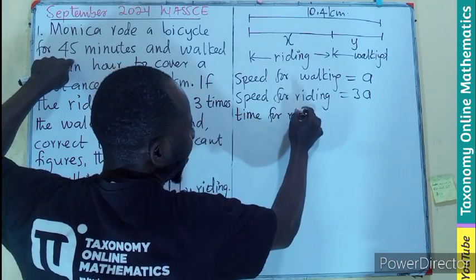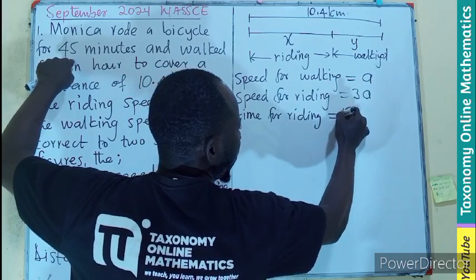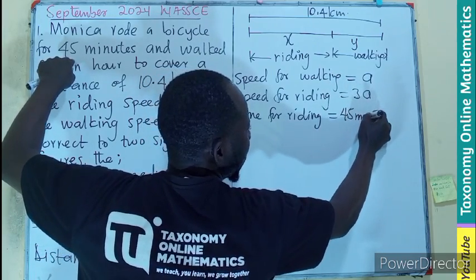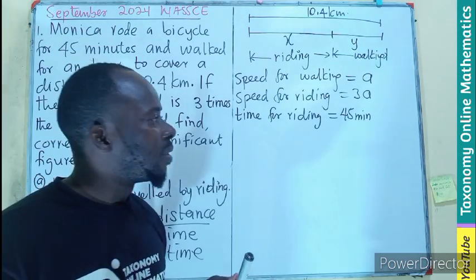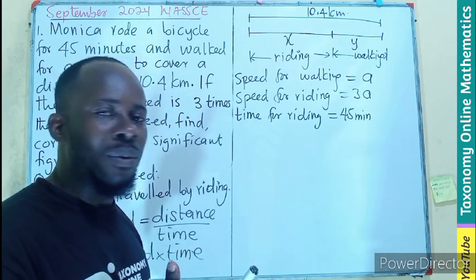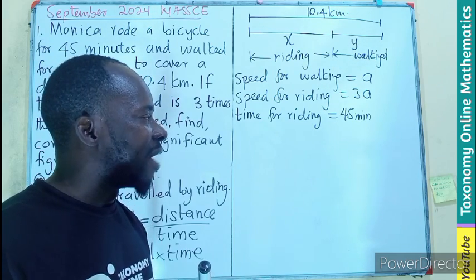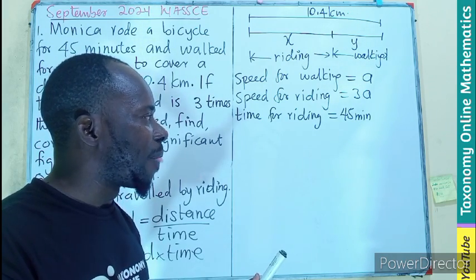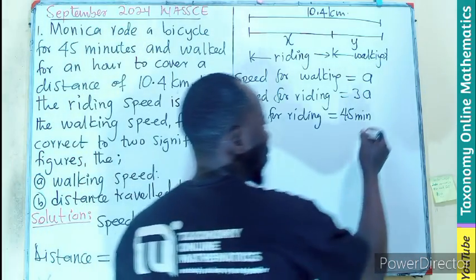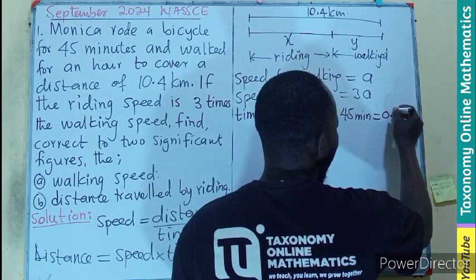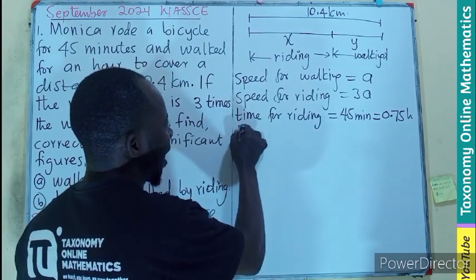Time for riding is going to be 45 minutes, and 45 minutes can be converted to an hour. That is going to be 45 divided by 60, which makes it an hour. In that case, we are going to have 45 over 60. That will be 3 over 4, so that we can convert that to decimal: 0.75 hours.